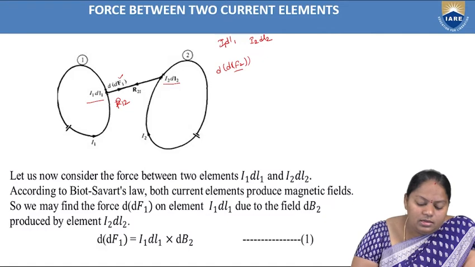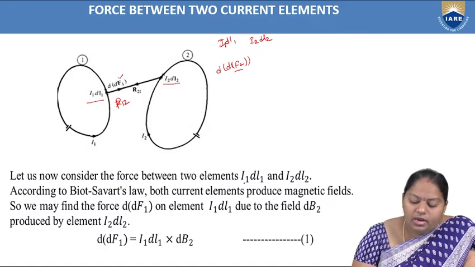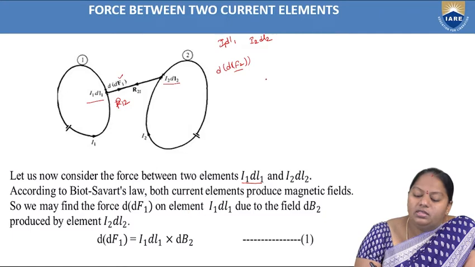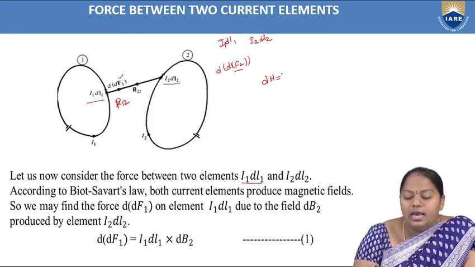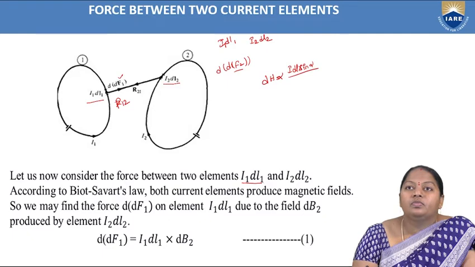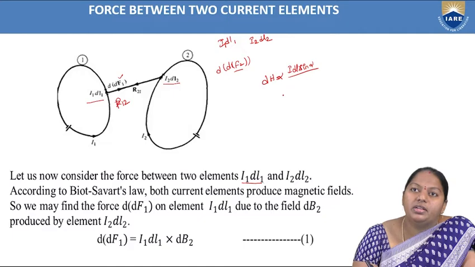So let us now consider the force between two current elements, for the first current element as I1 dl1 and for the second current element as I2 dl2. According to Biot-Savart's law, which gives the relation for the magnetic field intensity, the differential magnetic field intensity is directly proportional to the current element I dl and the sine of the angle between the current element and the point P where we are going to estimate the magnetic field intensity.